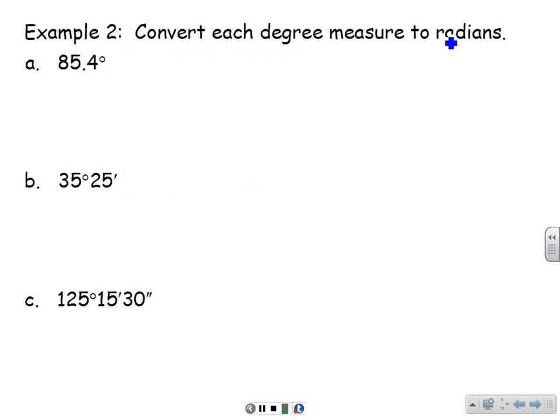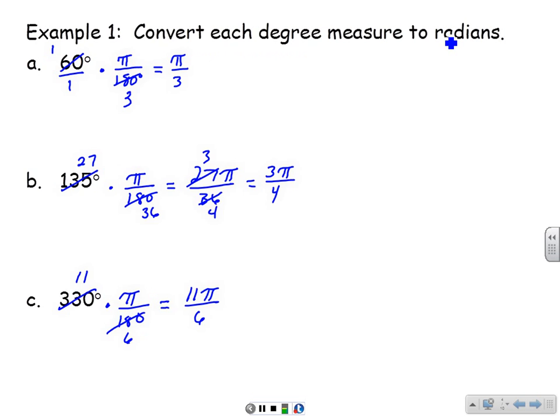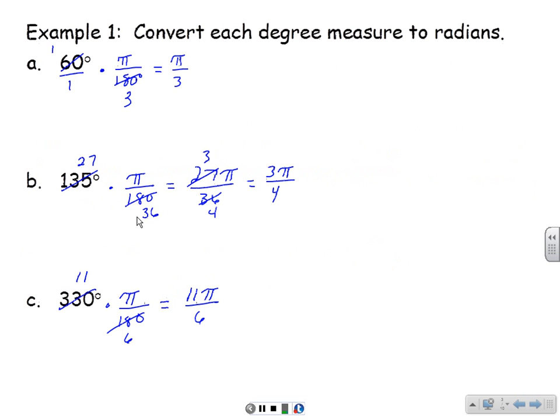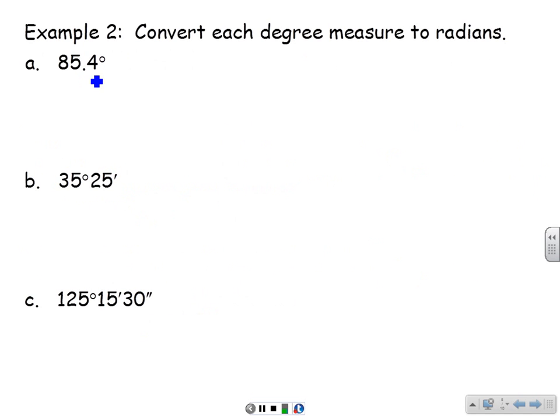Convert each degree measure to radians. Well, remember here it said if decimal degrees or degree minute seconds is given, then you're just going to use 3.14 or pi to find the decimal answer. So for example, here, if you have 85.4 degrees, you notice that we can't readily reduce the 85.4 and the 180 like we did earlier.